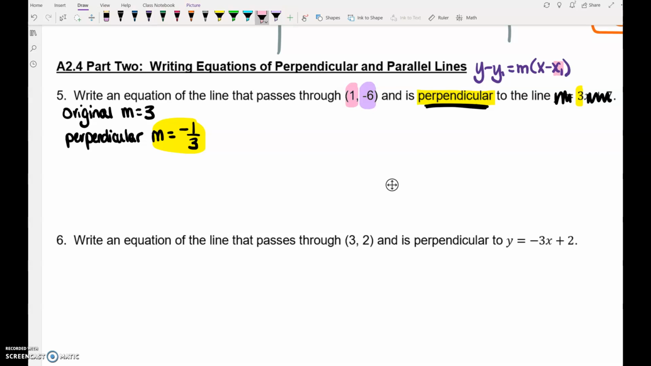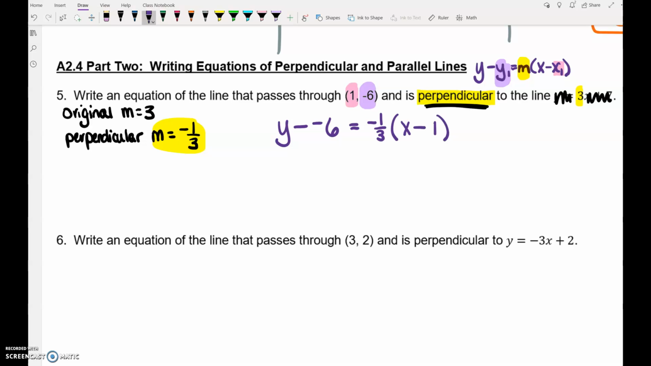Let me color code it really quick. Your x value goes there. Your y value, nope, that's the wrong color. So y minus our y value, which is -6, equals our new slope, -1/3, times x minus our x value of 1.